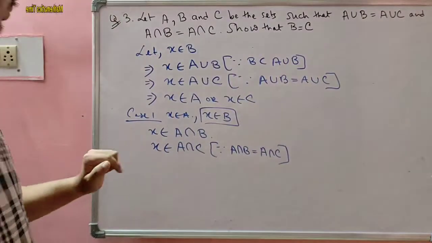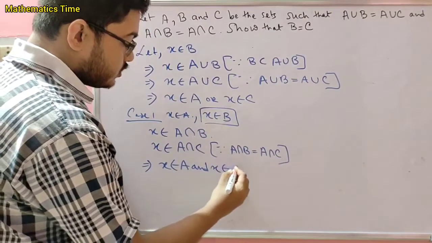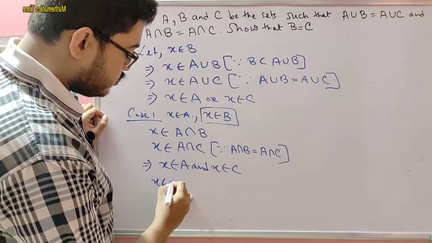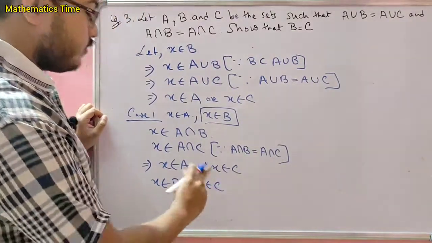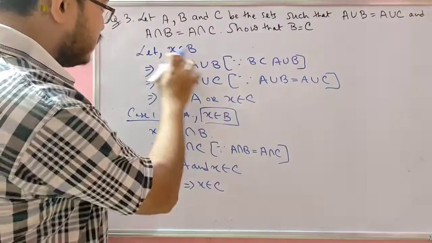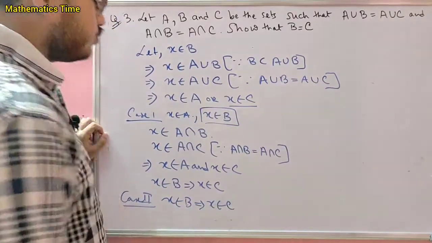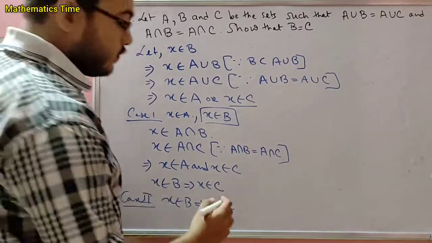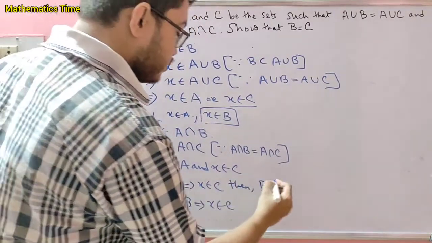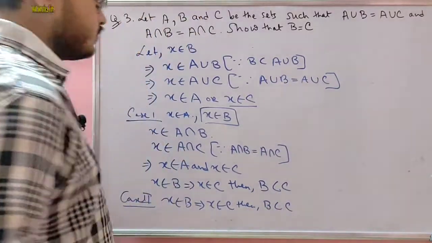Now what does that mean? It means X belongs to A and X belongs to C. So we started with X belongs to B, and we ended with X belongs to C. X belongs to B implies X belongs to C from case 1. And from case 2, what is case 2? Case 2 is X belongs to C directly, so X belongs to B implies X belongs to C. From case 2 we got the same result. If X belongs to B implies X belongs to C, then B is a subset of C. In case 2 we also get B is a subset of C.